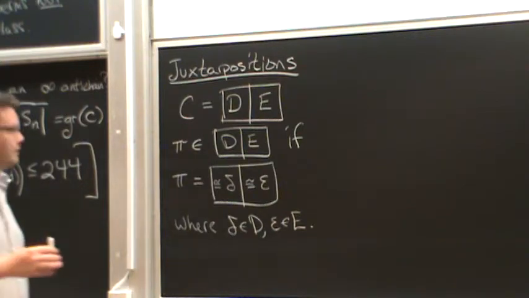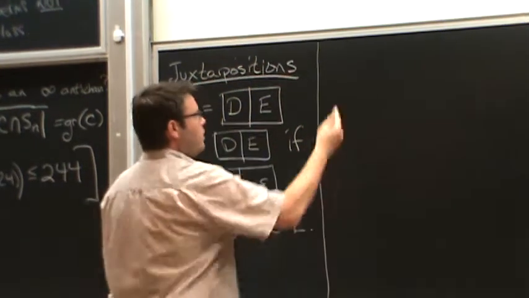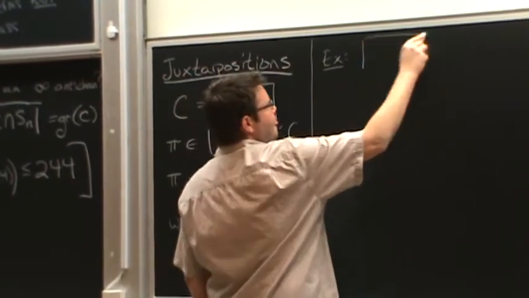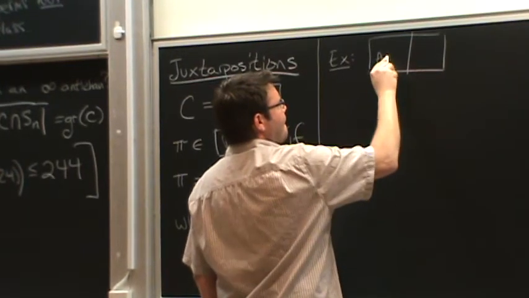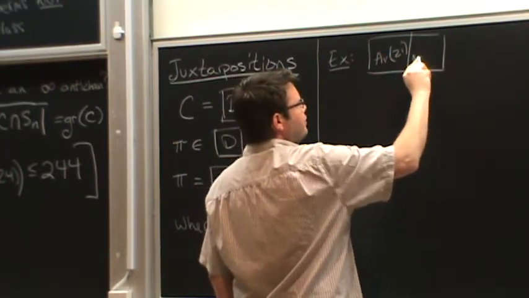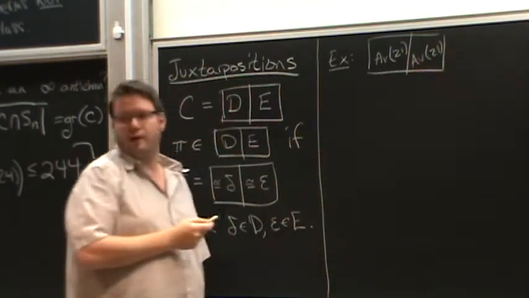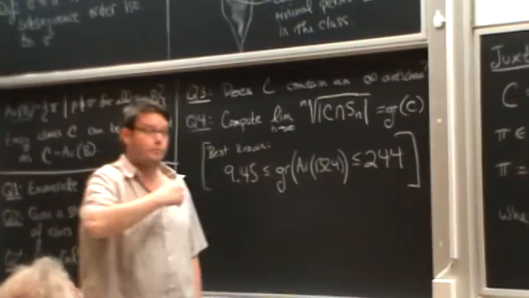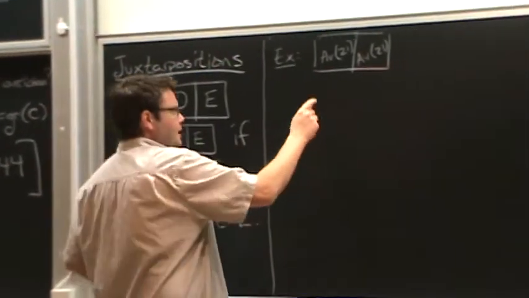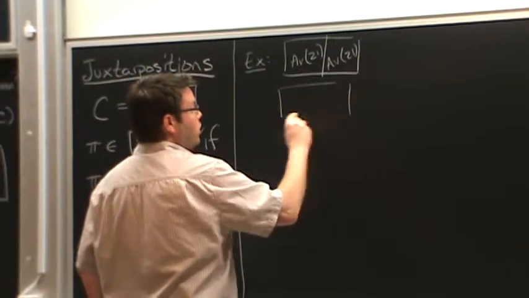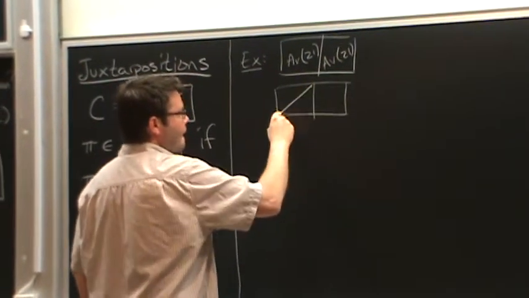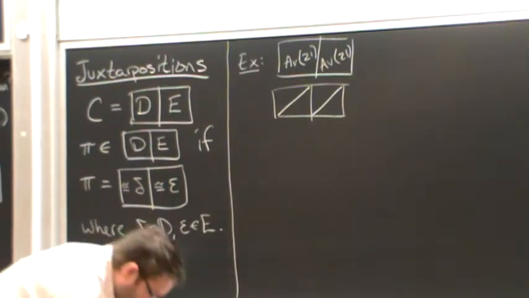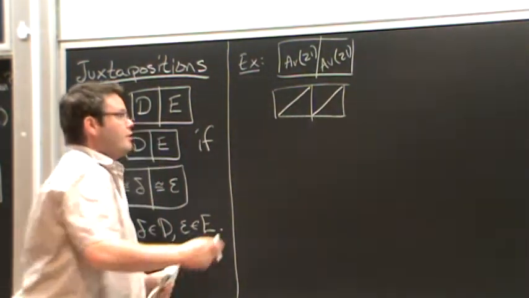For example, if we took Av(21) juxtaposed with Av(21), this is all the permutations that can be expressed as an increasing subsequence followed by another increasing subsequence. So we might actually draw these like that, two increasing subsequences, and you can compute the basis here.